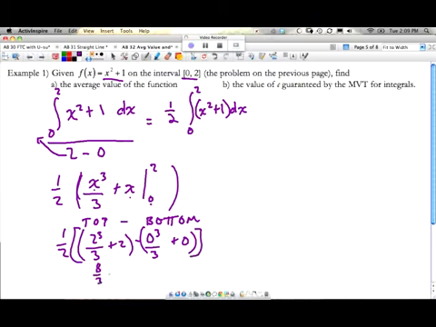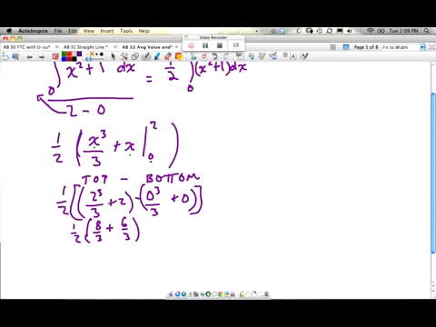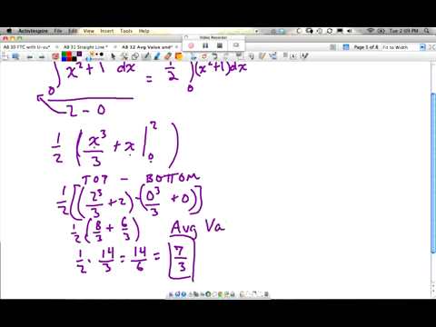So 2 cubed over 3, that's 8/3, plus 2 is really 6/3. But then we're going to multiply that by 1/2. Keep on working our way here. And 8/3 plus 6/3 gives us 14/3 times 1/2, which is really 14 over 6, or even more simply, 7 over 3. Okay, so this is our average value.